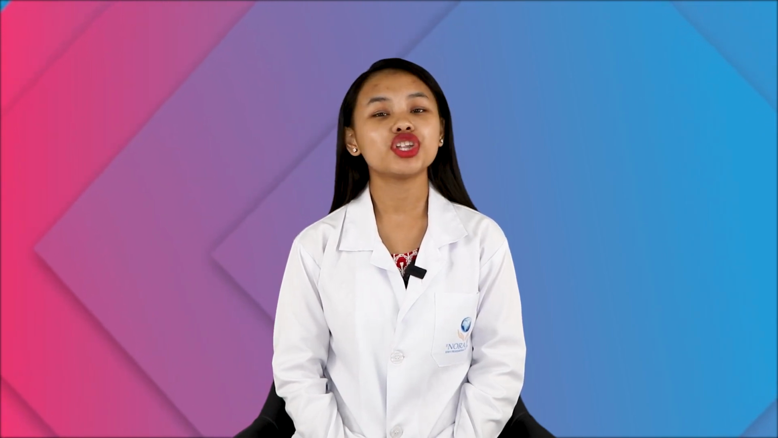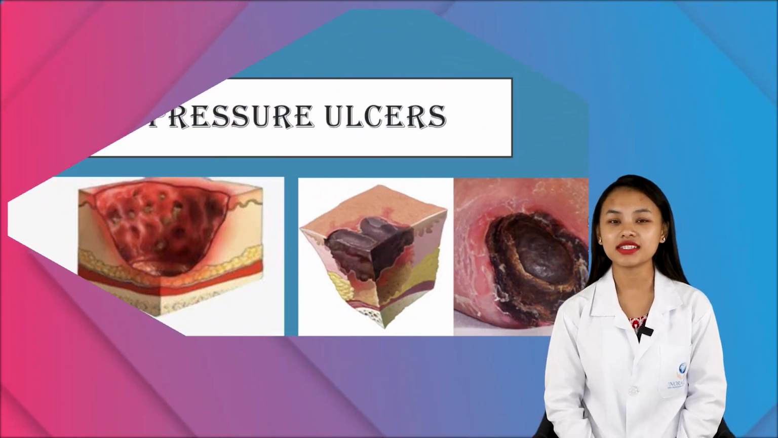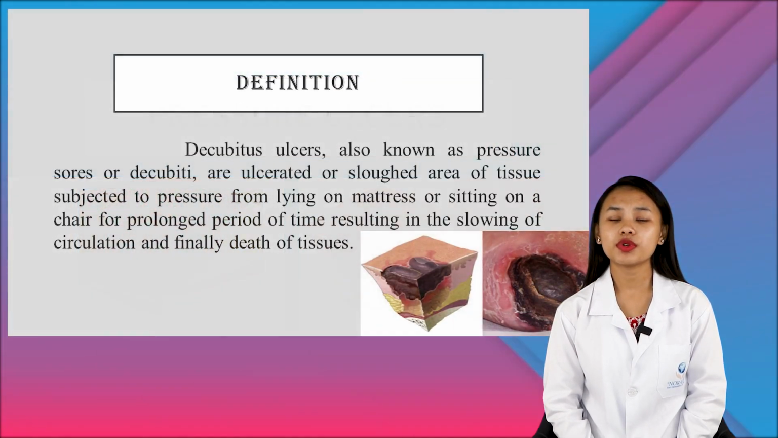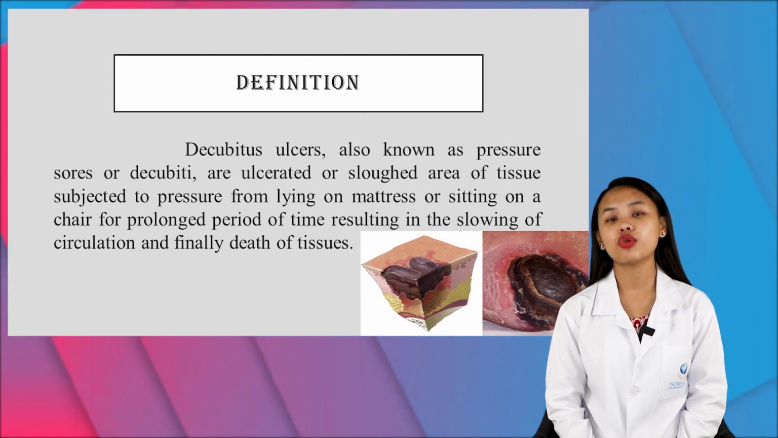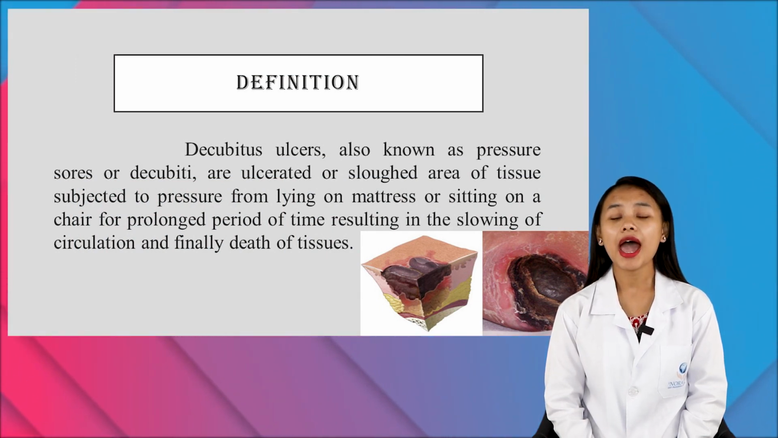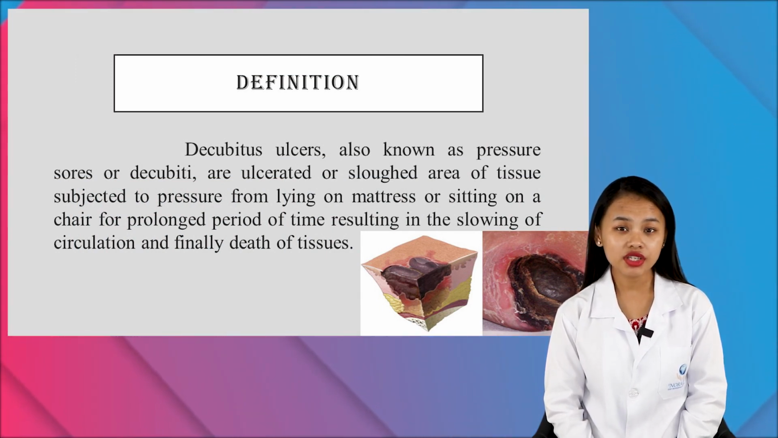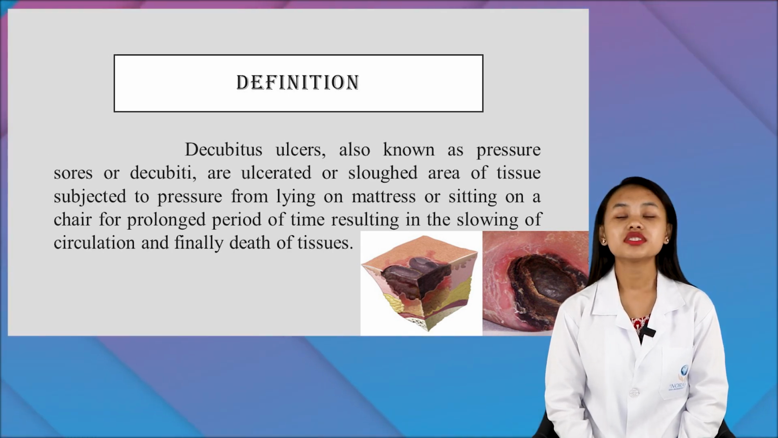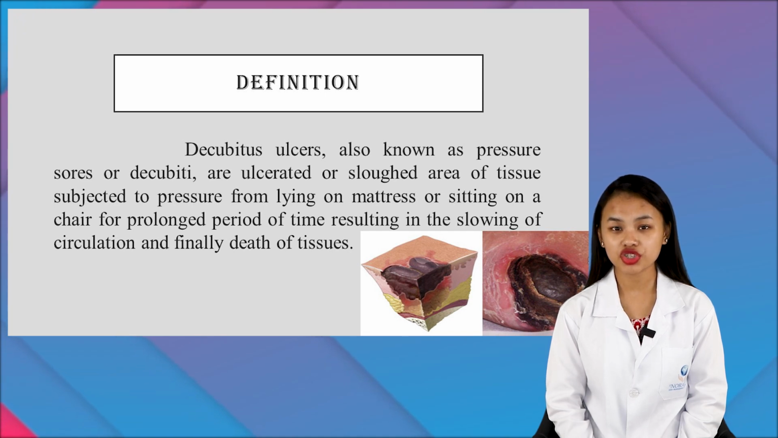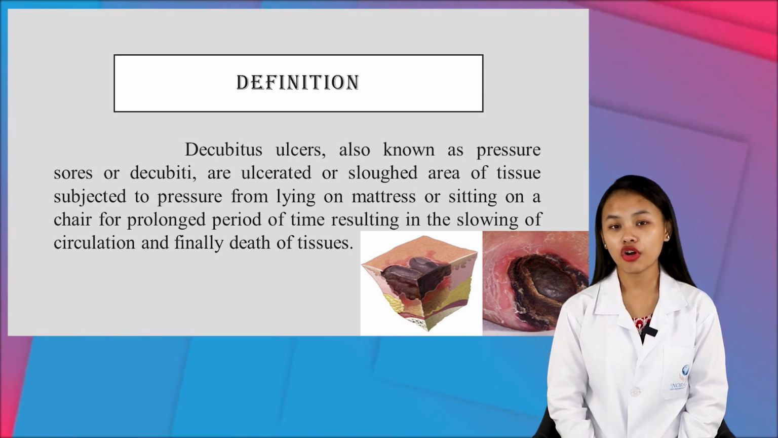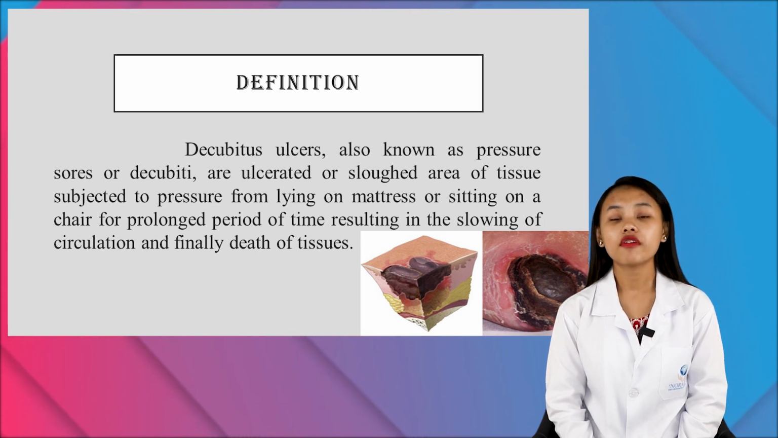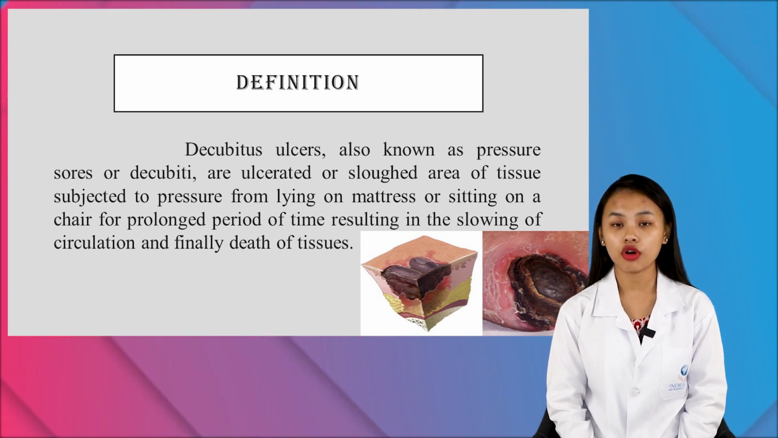In today's session, we will be dealing with a new topic known as the decubitus ulcer. This decubitus ulcer is also known as the pressure sore and is an ulcerated or sloughed area of the tissue subjected to pressure from lying on a bed or sitting on a chair for a prolonged period of time.